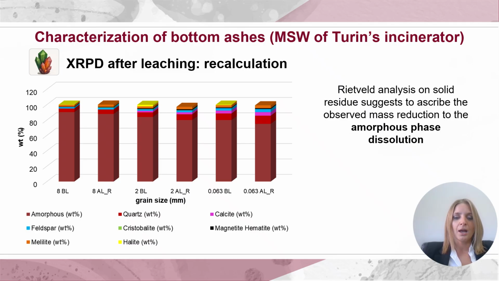And this is obviously really good because nothing can be produced during this leaching. This proves, by the way, that the mass reduction is controlled by the preferential dissolution of the amorphous phase, which is also responsible for the mobilization of heavy metals during leaching. Therefore, it is the amorphous matrix that dictates the environmental behavior of the bottom ash.